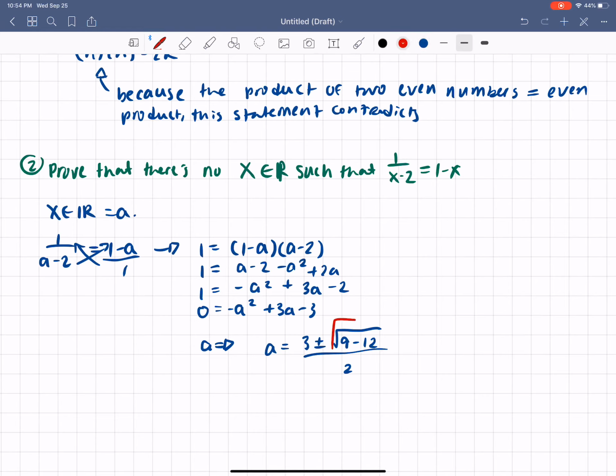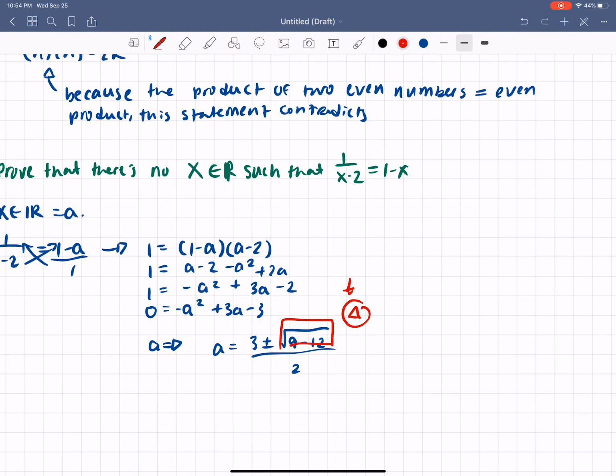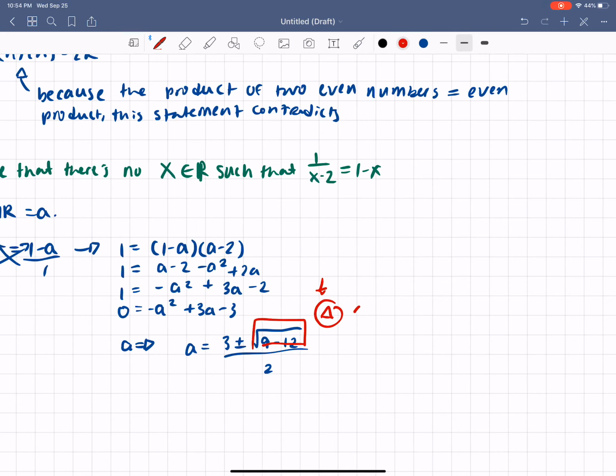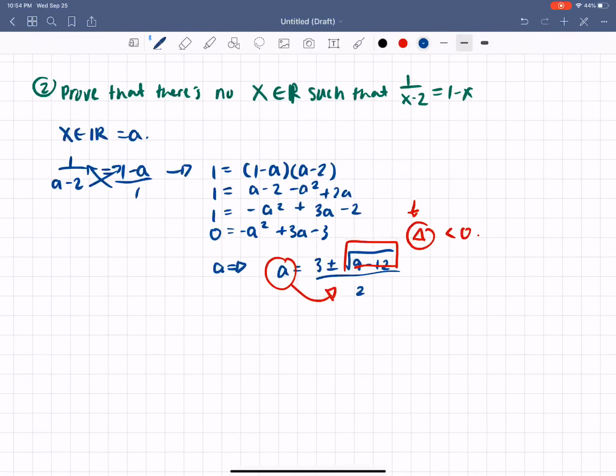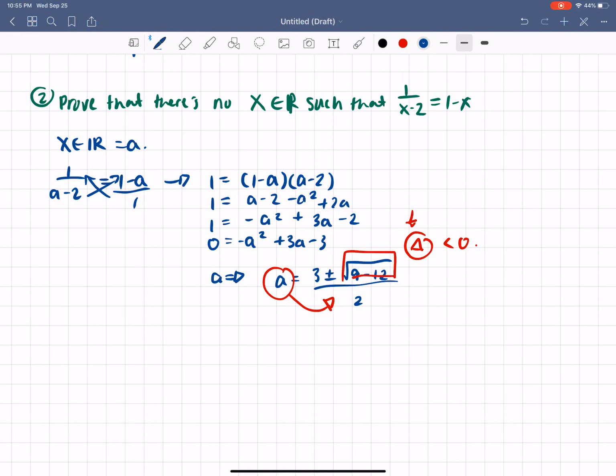But notice, our discriminant, denoted by this weird triangle, is actually less than 0. And because we can't take the square root of a negative number, there is no solution that exists for a, so we just contradicted ourselves. When we say that there is an x value that belongs to the real number set that makes this statement true, we find a contradiction. And so this can't be true.